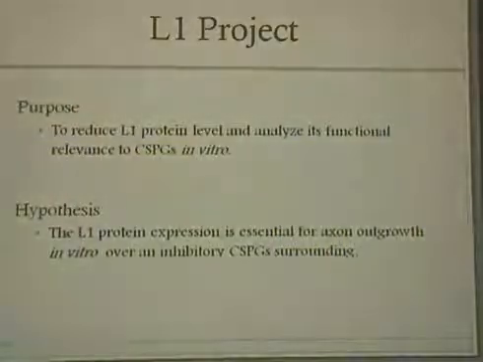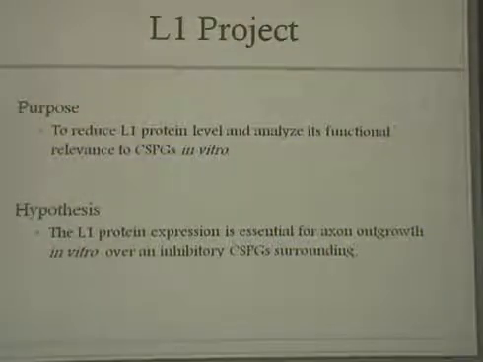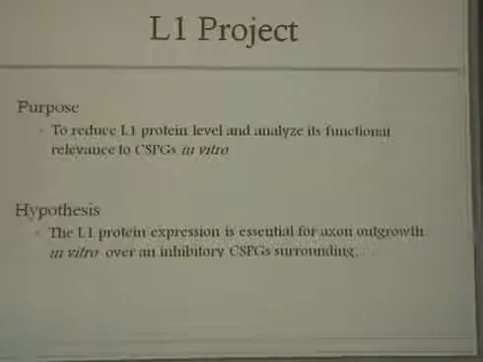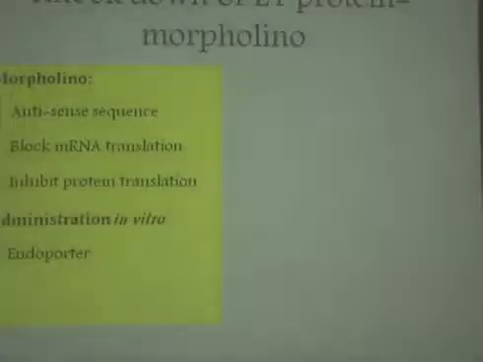So the purpose of my project was to reduce the L1 protein level and analyze its functional relevance in CSPGs in vitro. I hypothesized that the L1 protein expression is essential for outgrowth in vitro over inhibitory CSPGs around it. The question now is, how do I go about reducing the protein level? What I used was the Morpholino. And the Morpholino is an antisense sequence that binds to the mRNA.